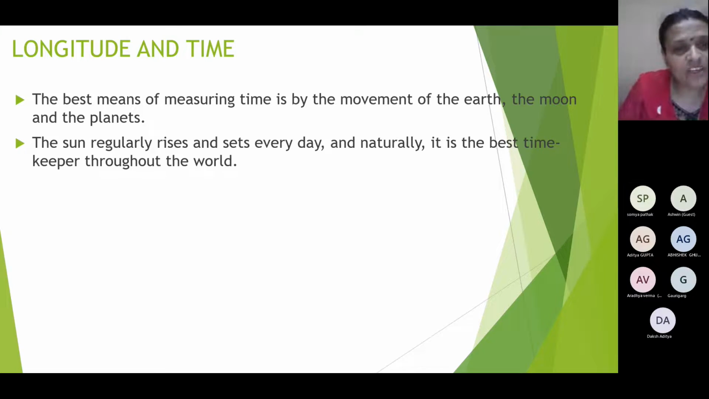So now the sun regularly rises and sets every day. And we keep a watch: when it rises, where the shadow falls, and where the shadow is when the sun is on the top of our head. What time exactly would they say it was?